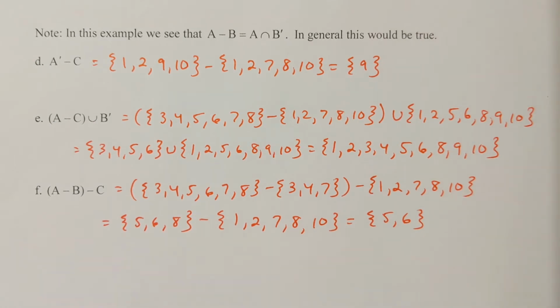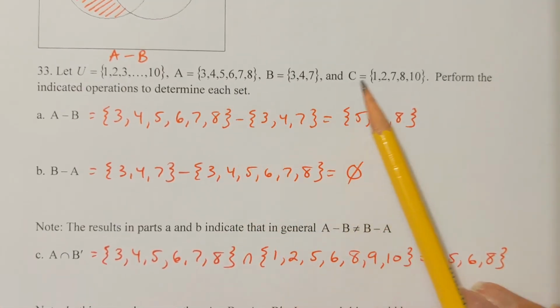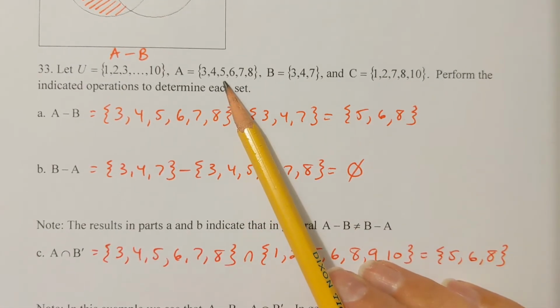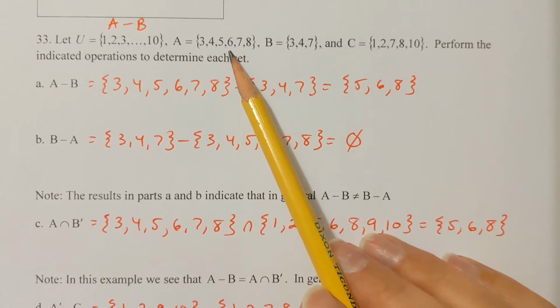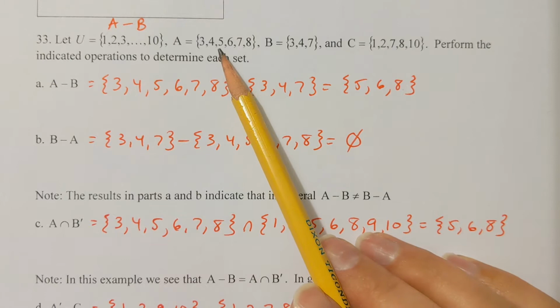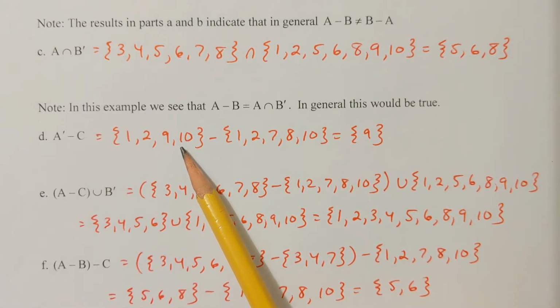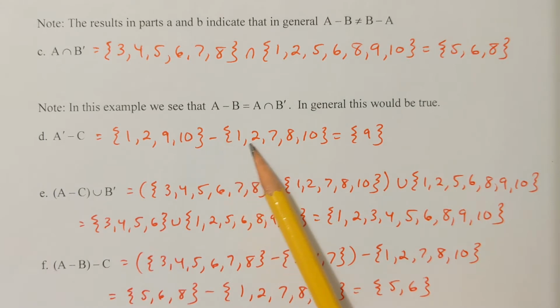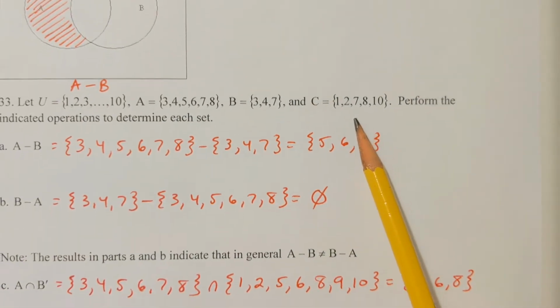Part D is where I want to compute A complement minus C. So here's A, B, and C. A complement is everything outside of set A, and so that'd be the set containing 1, 2, 9, and 10, I think. And then minus C. C is just what I've got written there again.